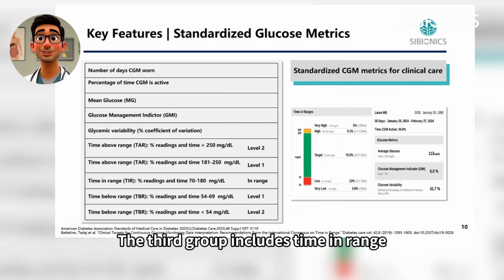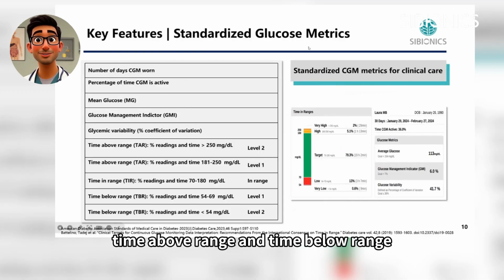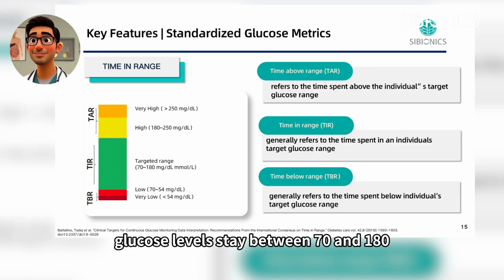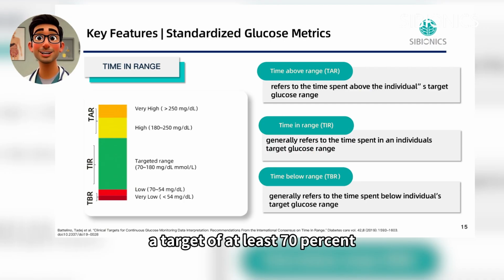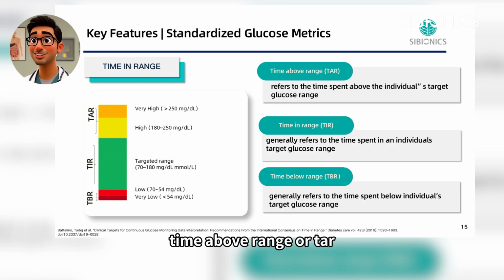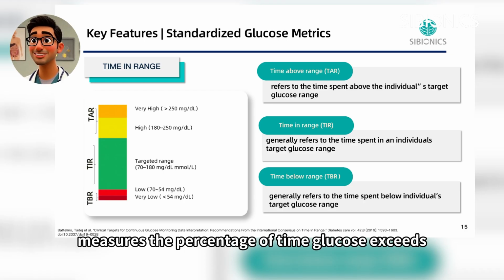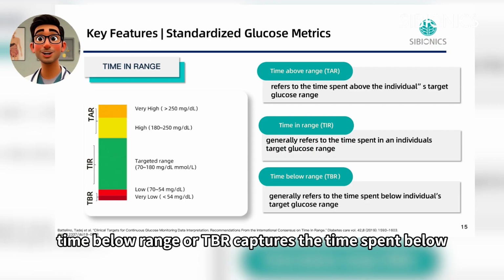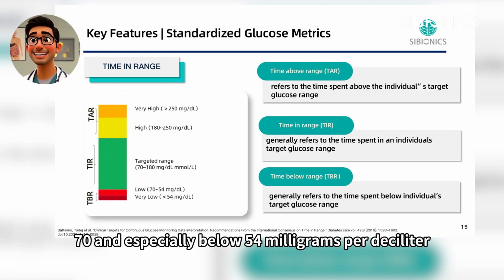The third group includes time in range, time above range, and time below range. Time in range, or TIR, refers to the percentage of time glucose levels stay between 70 and 180 milligrams per deciliter. A target of at least 70% is ideal for most adults. Time above range, or TAR, measures the percentage of time glucose exceeds 180 or even 250 milligrams per deciliter. Time below range, or TBR, captures the time spent below 70 and especially below 54 milligrams per deciliter.